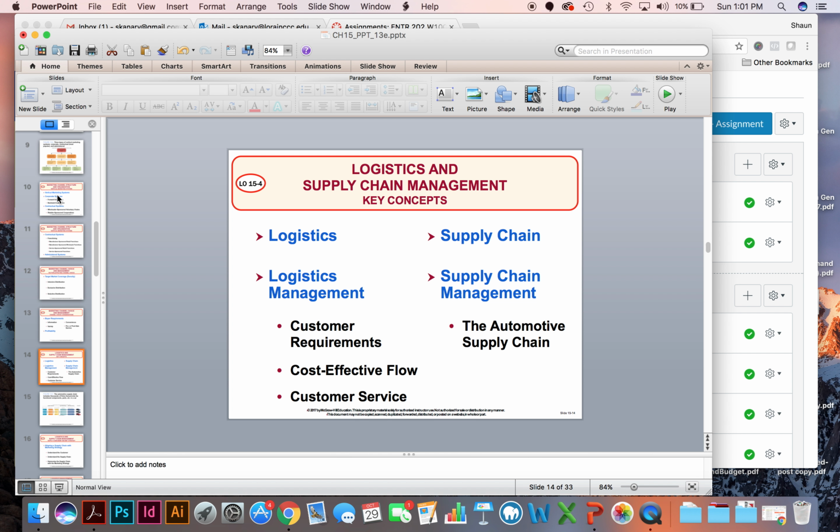Some of the key concepts behind logistics and supply chain management: customer requirements with logistics management, cost effective flow, customer service. Service is important to understand when you're dealing with logistics management, because you want to serve the customer well, but again, you need to keep costs in check and make sure that you're watching and keeping an eye on that. Think about Amazon. Think about how much money they spend in shipping.